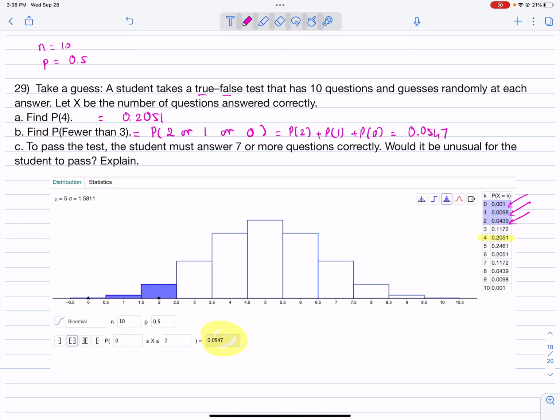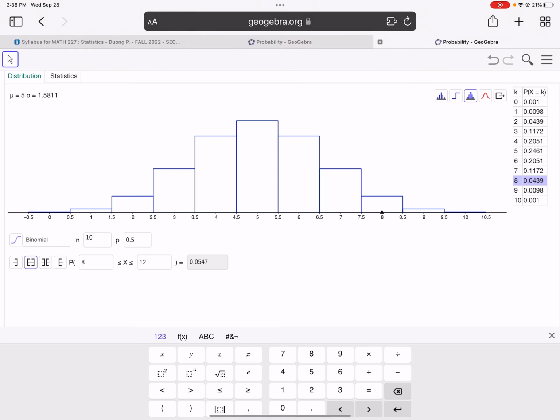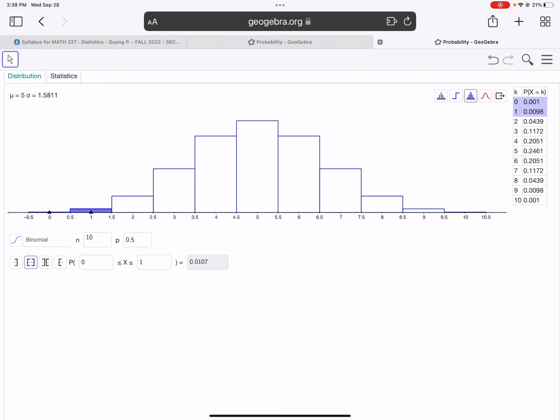0.0547. So I go back to GeoGebra and click on the probability of 0, 1, and 2, and I get the result in the box that you can see, 0.0547. That will be the added result for you.